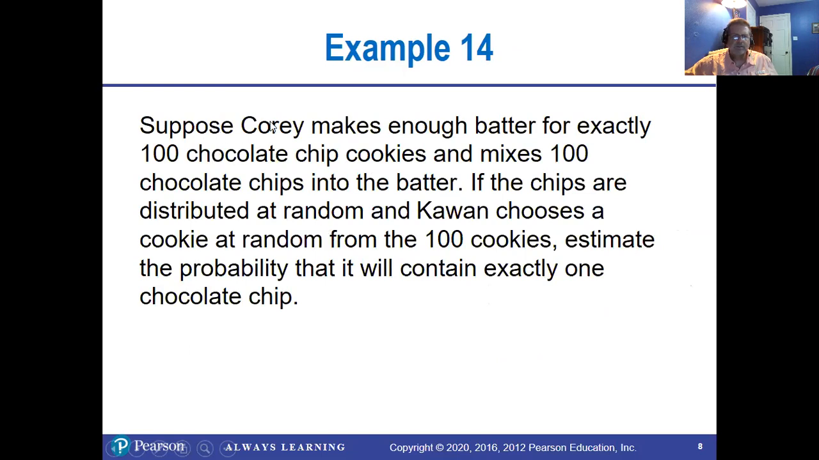Says here, suppose Corey makes enough batter for exactly 100 chocolate cookies and mixes 100 chocolate chips into the batter. So roughly 1 chip per cookie. Ugh, I want multiple chips. If the chips are distributed at random and Kwan chooses a cookie at random from the 100 cookies, what's the probability that it will contain exactly 1 chip?